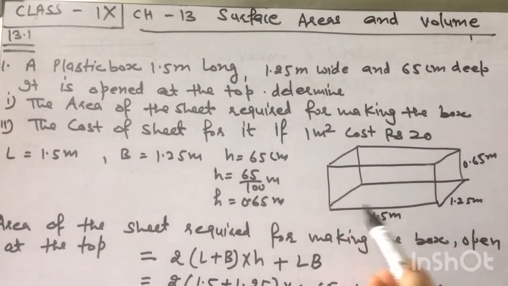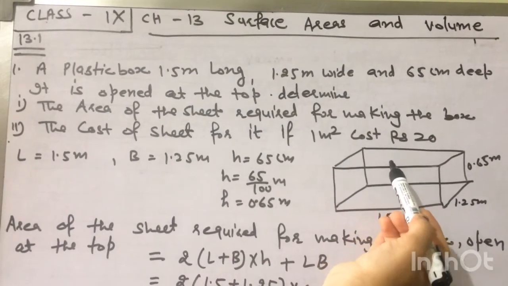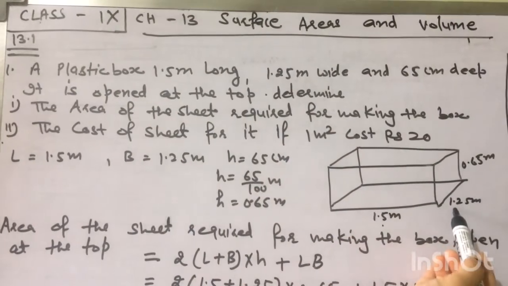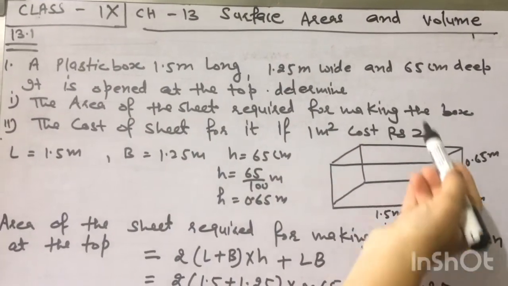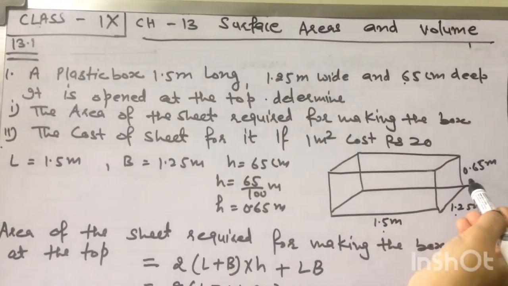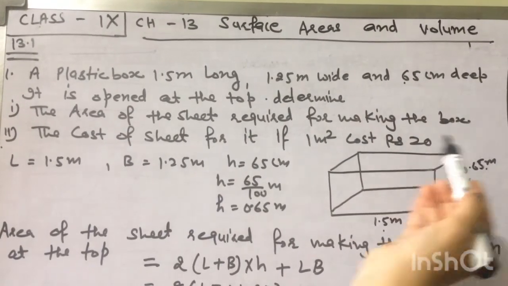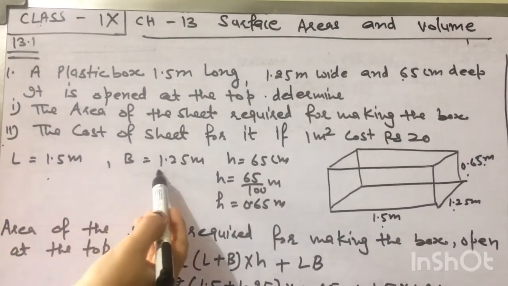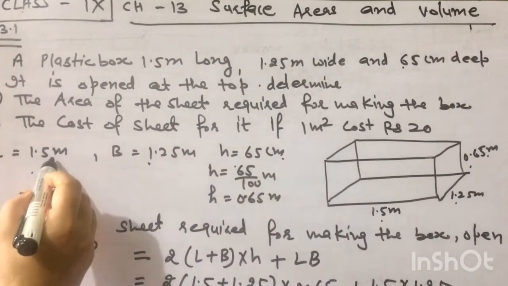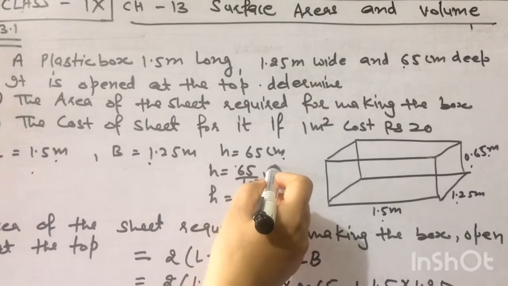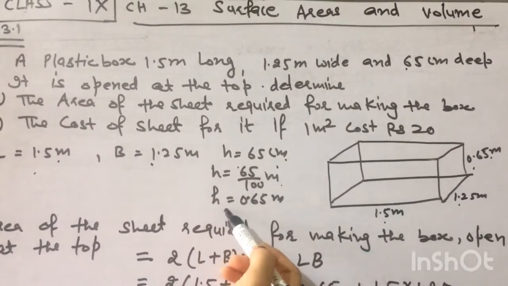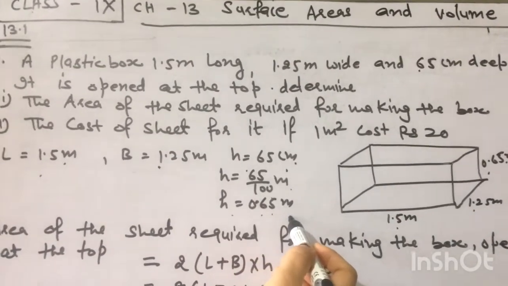A plastic box is given. It is open from the top. Length is given 1.5 meter, breadth 1.25 meter, and the height is given 65 centimeter. These are in meter, so we have to convert the height into meter. Height equal to 65 by 100 meter, height equal to 0.65 meter.